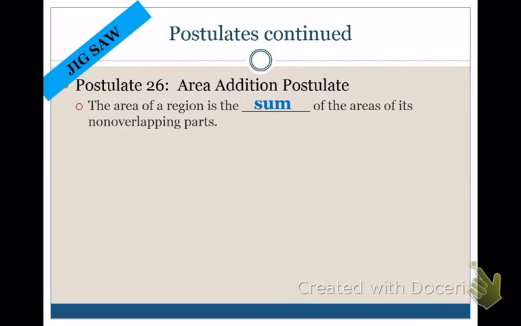This next postulate lets us know that if you want to find the area of an irregular shape or the area of a shape that you don't have a formula for, you can always break it down into parts that you can find the area of, and then add those different area parts up. Okay? So the area of a region is the sum of the areas of its non-overlapping parts.